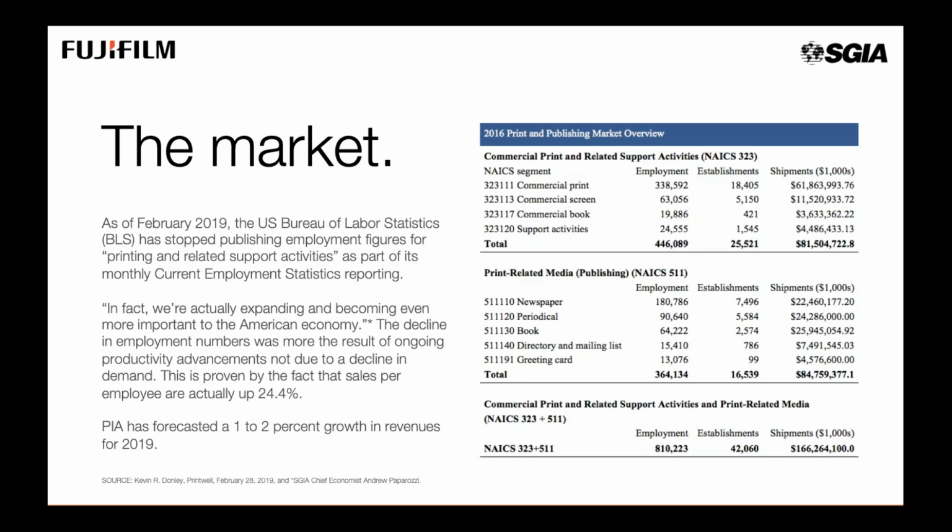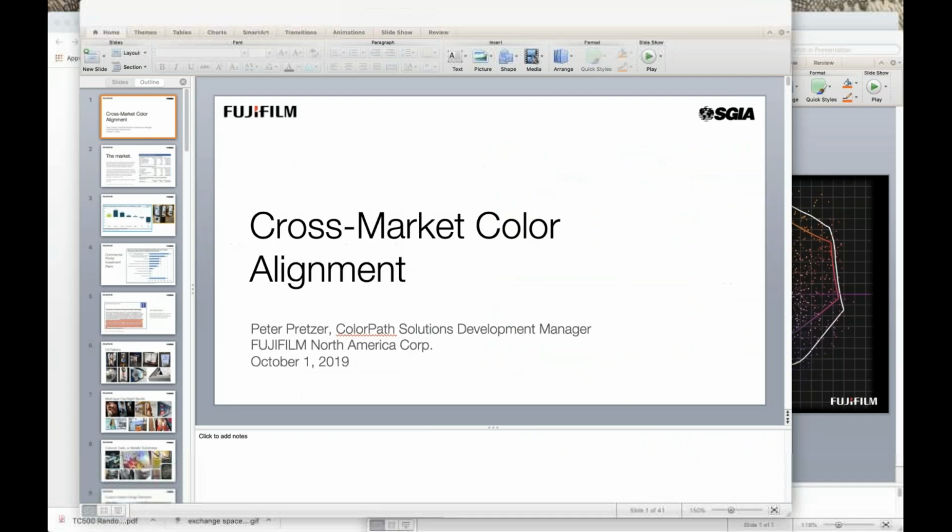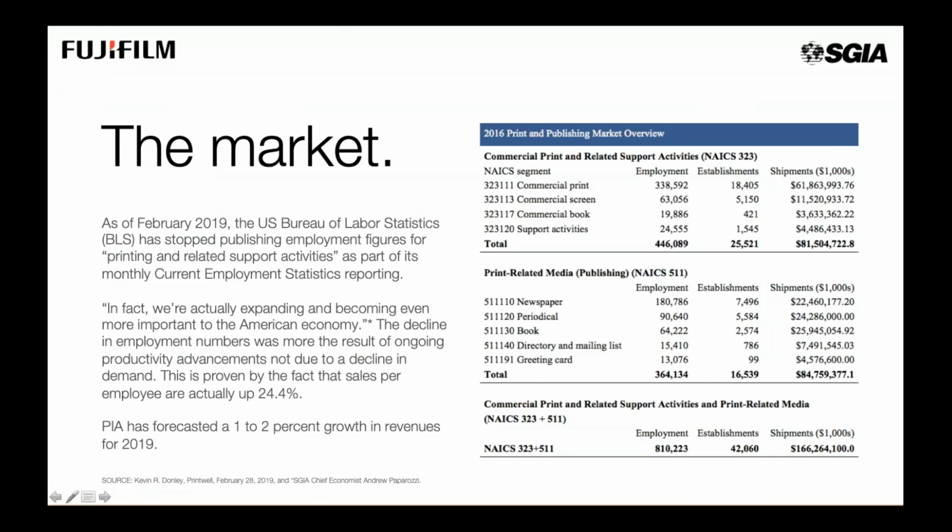All right, let's pick up from where we left off. So these are numbers from 2016 that you see on the right. These are market numbers. Basically, the market has shrunk enough that the U.S. Bureau of Labor Statistics has stopped publishing employment figures for printing and related support activities.